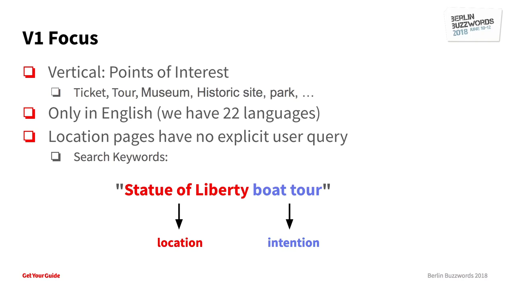One important thing here is that on a location page, as I mentioned, we don't have the explicit user query. There is no search box where the user can type and search. But we have keywords, and we are going to try to apply learning to rank using those keywords. An example of keywords that we have is like this: Eiffel Tower, Statue of Liberty boat tour. This is a rich keyword. We have a location here, and also some intention from the customer.